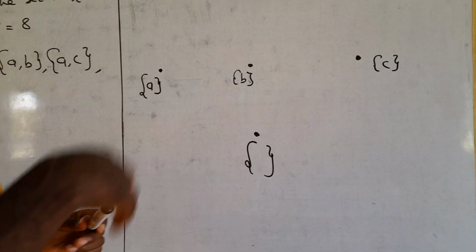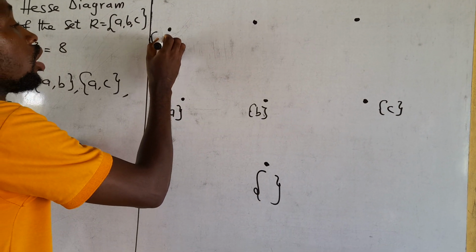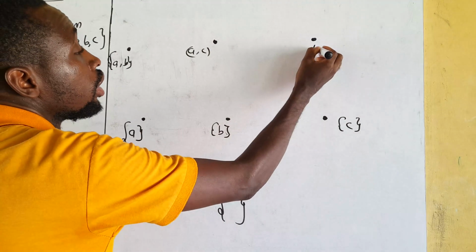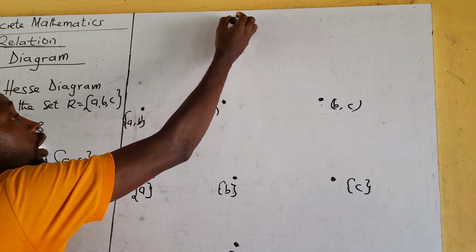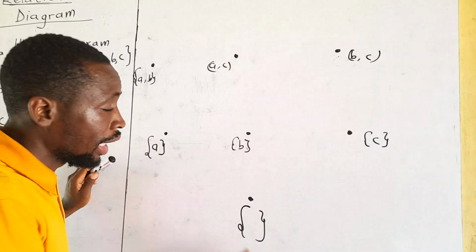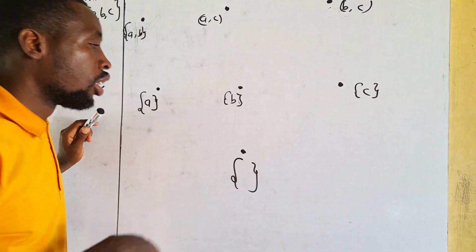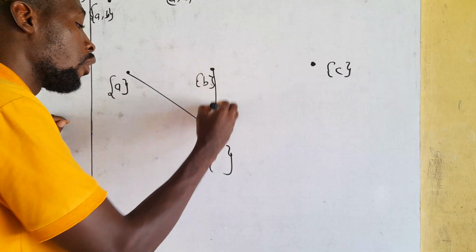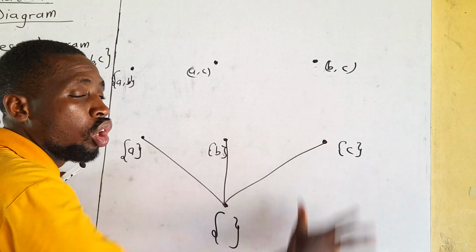Then we have those that have two elements. So we can have the set AB, we can have the set AC, then we can have the set BC. I hope you get that. Then the set itself, which is A, B, and C. So now we locate. If a set is a subset of another, we draw an arrow from that set to the other. You can see that this is an empty set. An empty set is a subset of every unit set. So we can draw a line from the empty set to all the unit sets.